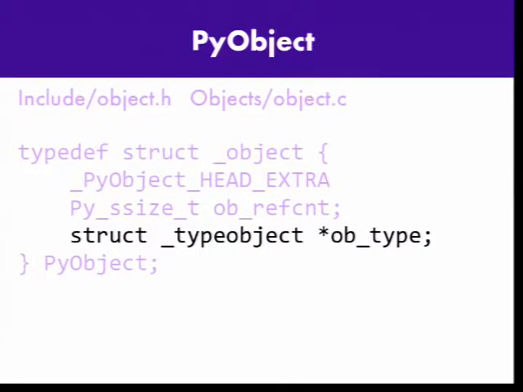Every object has a type object pointer. The type object pointer must not be null. It must point to a legal type object. It used to be that you didn't have to register the type object with the interpreter, but it's a good idea. We prefer that you do that.